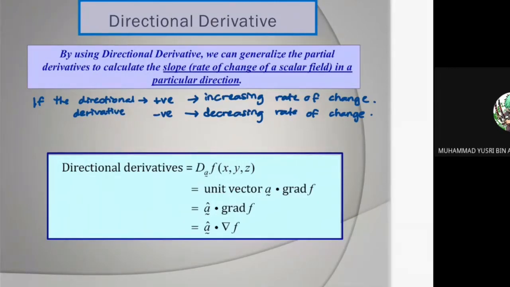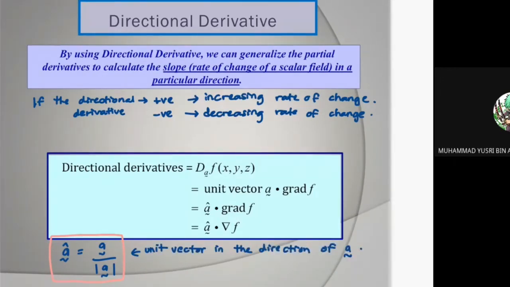The formula for directional derivative is unit vector A dot the gradient F. So the unit vector is A hat here, dot with gradient F. So this is the same value, gradient F or del F. A hat is equal to A divided by magnitude of A. So this is a unit vector in the direction of A. And you know that the magnitude of A hat must be equal to 1.